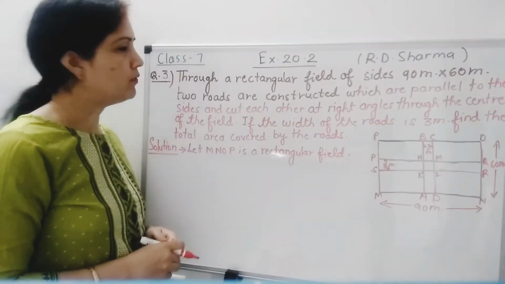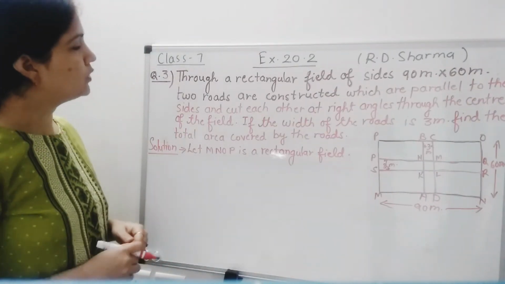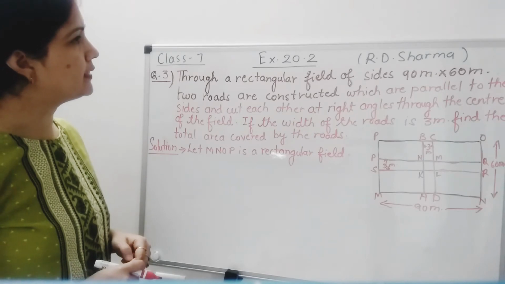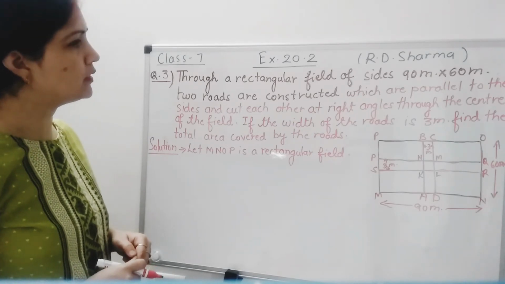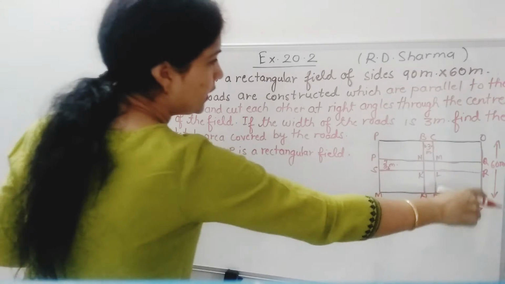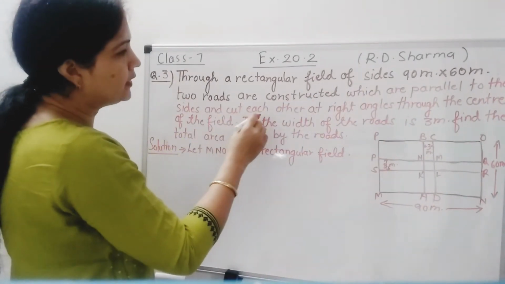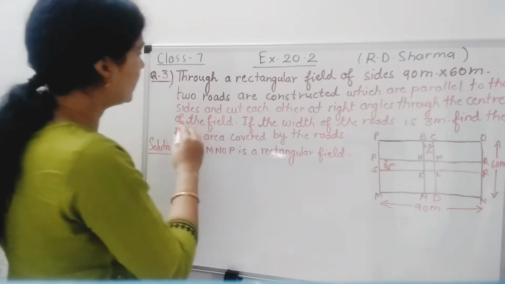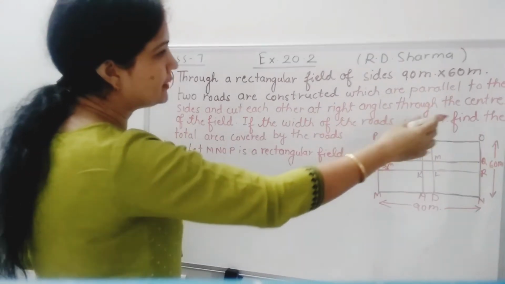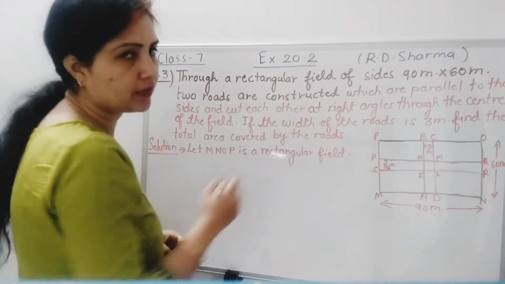Welcome back friends. Now we will see question number 3. Question number 3 is: through a rectangular field of sides 90 meter into 60 meter, 2 roads are constructed, which are parallel to the sides and cut each other at right angle through the center of the field. If the width of the roads is 3 meter, find the total area covered by the roads.